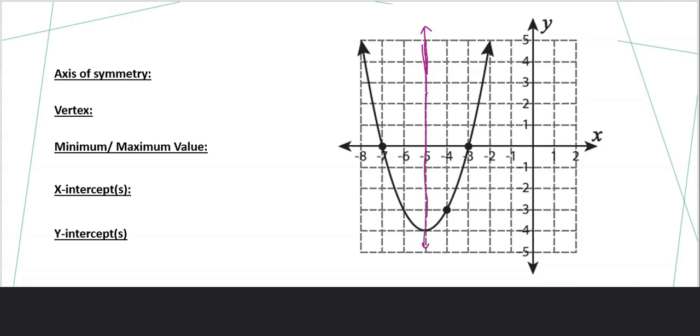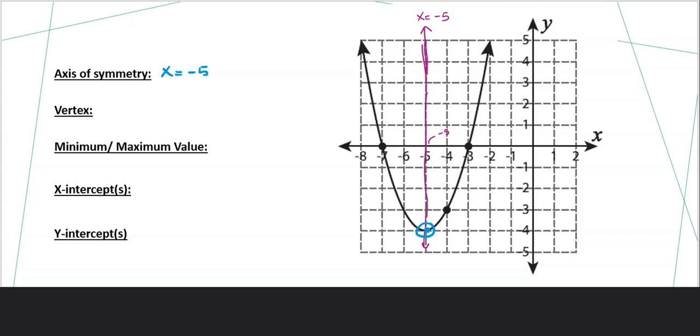If you see, it passes through the value of x, which is minus 5. So x equal to minus 5 will be the axis of symmetry. So we'll write here x equal minus 5. Now we talk about the vertex. The vertex is a point where the axis of symmetry intersects the graph of the function, which is this point.